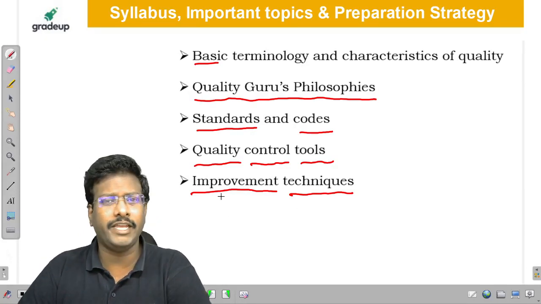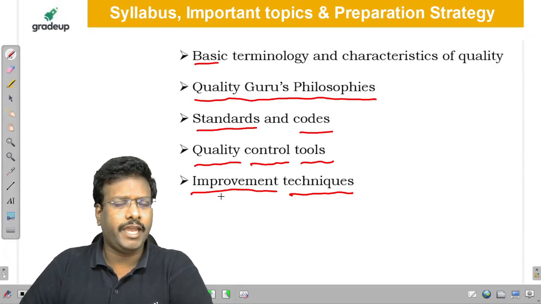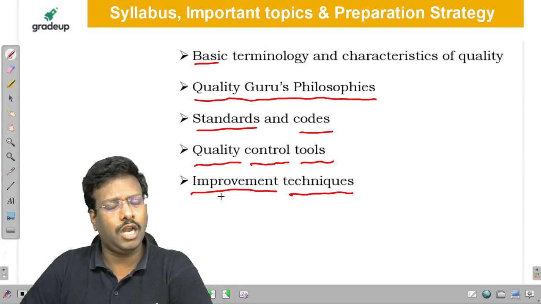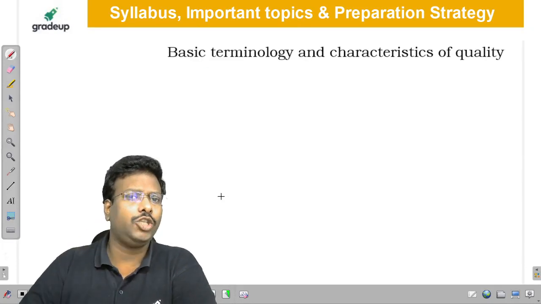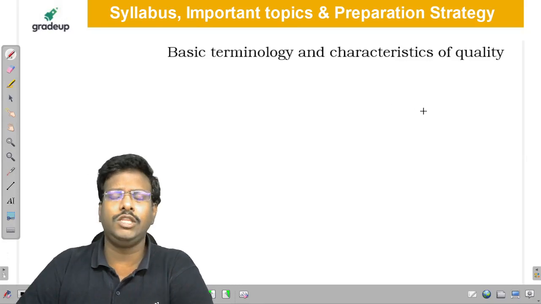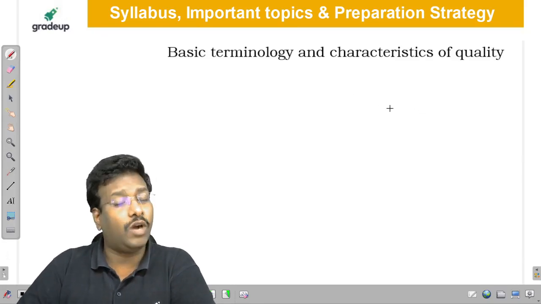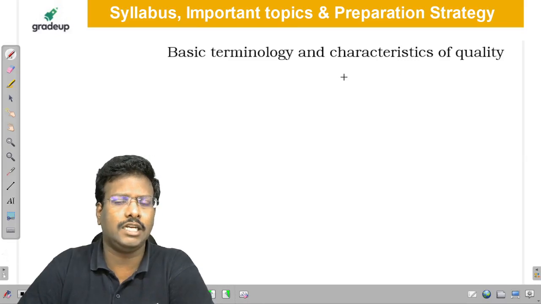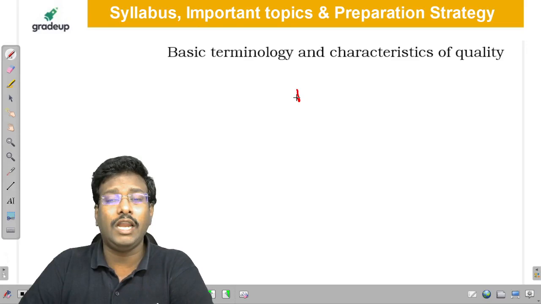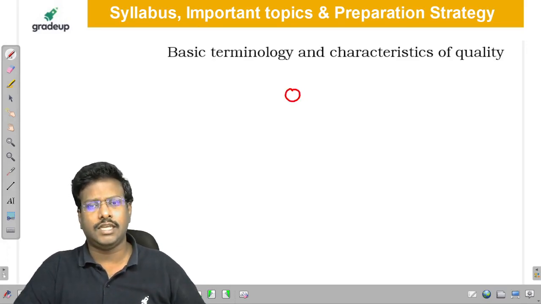So these are the major areas from which we can guess to get the questions, and we observed that we got the questions from these areas. First, basic terminology and characters. These are the characters of quality. So what are the quality characters of the object? It is quality of design. Different things are there. Three are there.